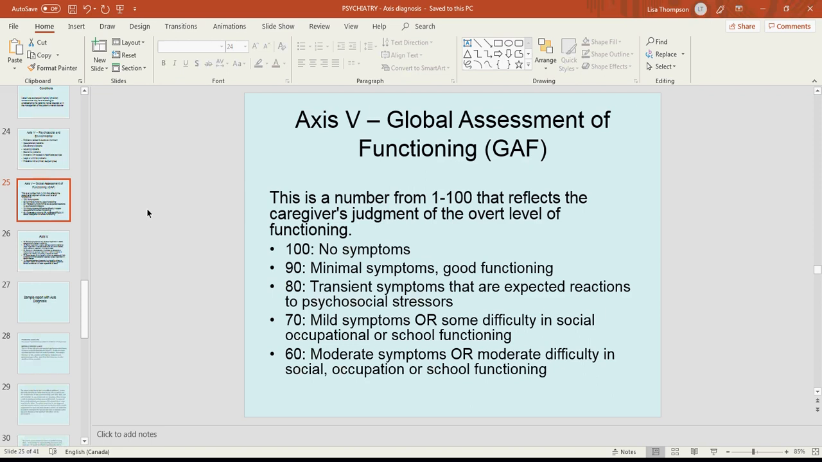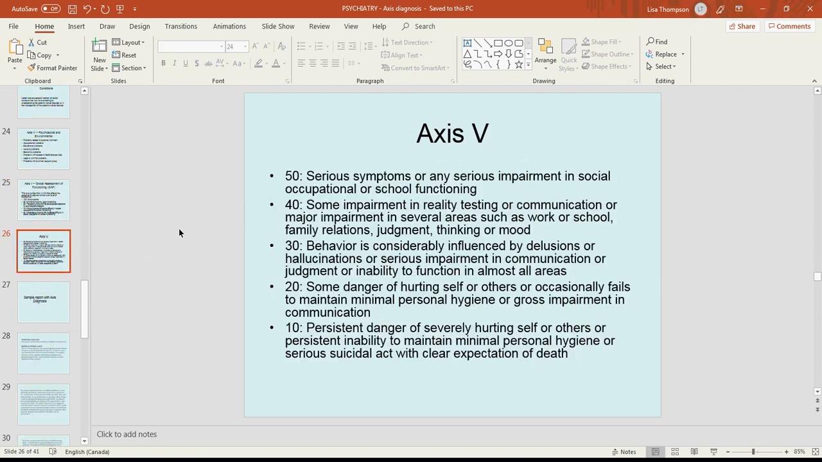70, mild symptoms or some difficulty in social, occupational, or school functioning. 60, moderate symptoms or moderate difficulty in social, occupational, or school functioning. 50 is serious symptoms or any serious impairment in social, occupational, or school functioning. 40, some impairment in reality testing or communication or major impairment in several areas such as work or school, family relations, judgment, thinking, or mood.